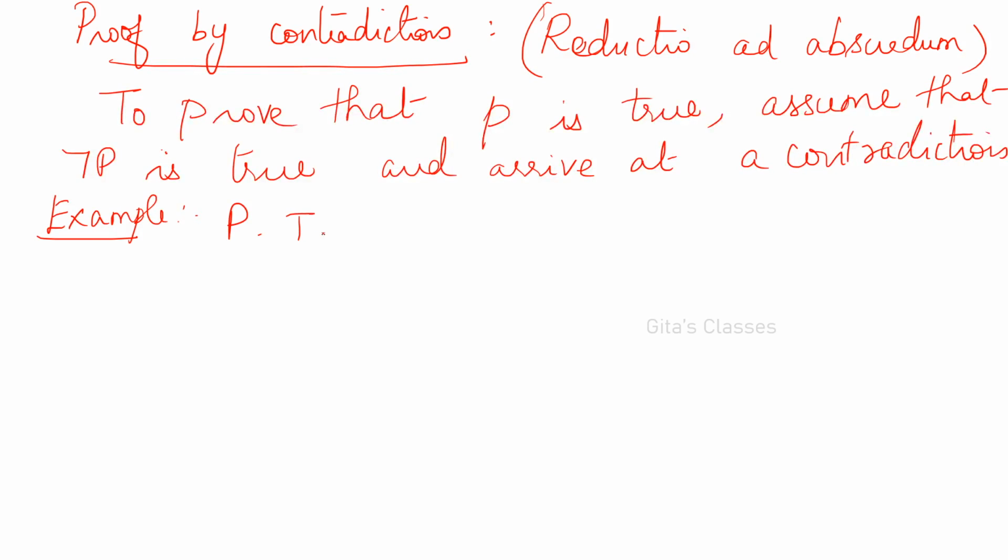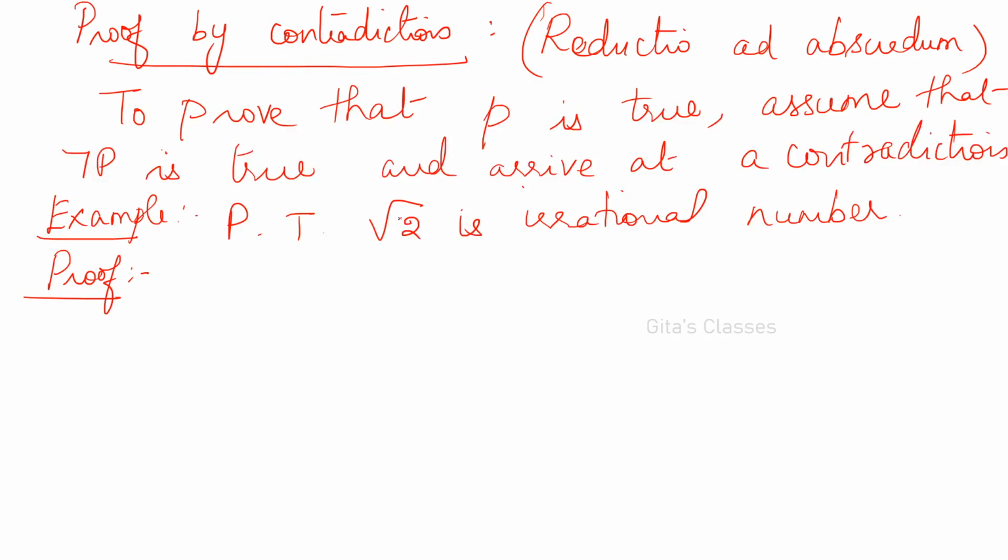Prove that root 2 is irrational. Root 2 is an irrational number, or root 2 is not a rational number. So let us see the proof. Very simple, but this is important. Prove that root 2 is an irrational number. You can expect it for the university exam.